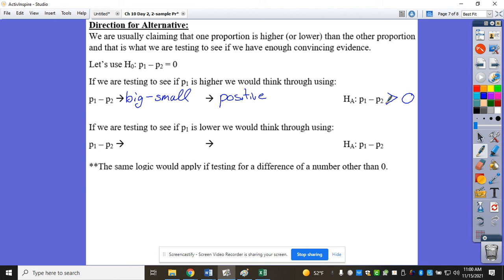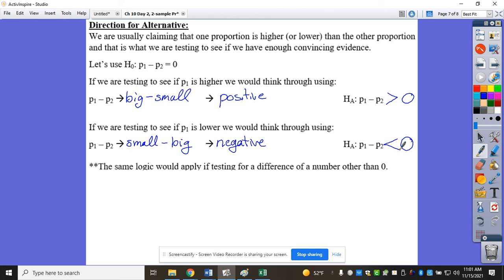As opposed to if I had already written it like this, and we're testing to see if P1 is lower, then I have a small number minus a big number, which is going to result in what kind of number? Which means my alternative would be less than 0. I'm hoping this looks very obvious to most people. But I had space to write it in.